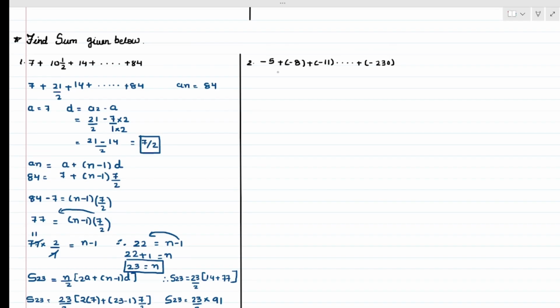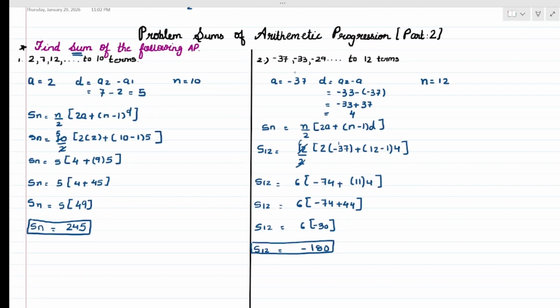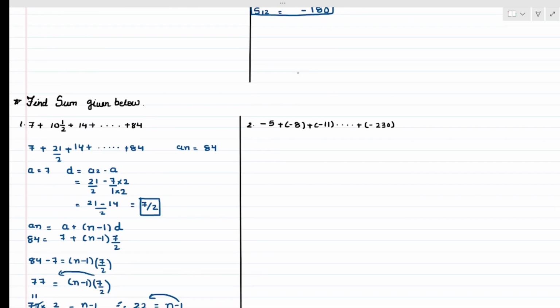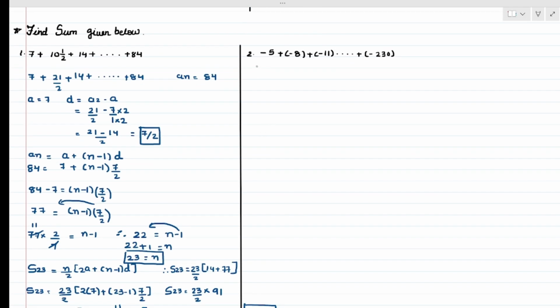Now moving on with the next same method sum. The difference over here is that our AP is in the negative format, as we did above. Again, we are given that our AP is in the negative format. What is my A? My A is minus 5. What is my D? So my D will become minus 8 minus 5. That means minus 8 plus 5. So plus minus minus. You will get your answer D is equal to 3.